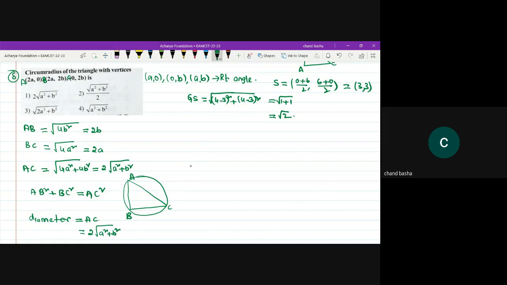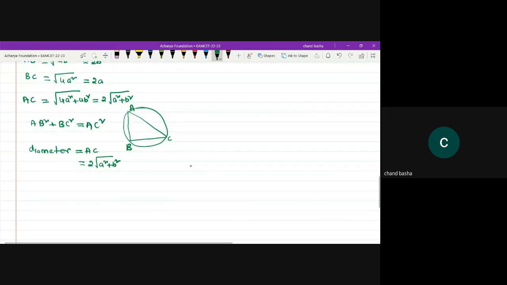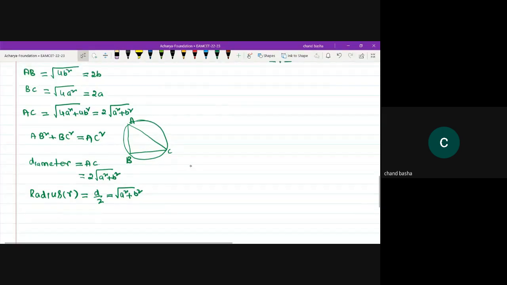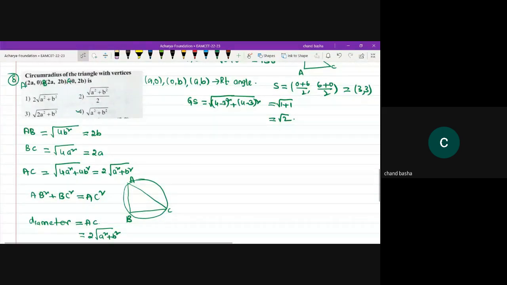But what is asked? Radius. Radius of the circle R is equal to d divided by 2, that is under the root of a square plus b square. As you said, option number 4 is the correct answer. This is also like the previous question. Option 4.